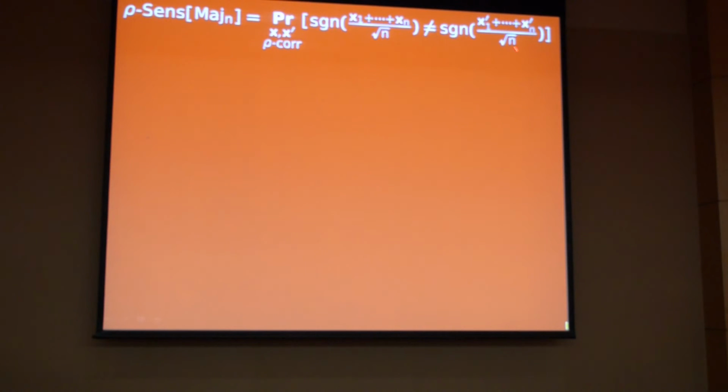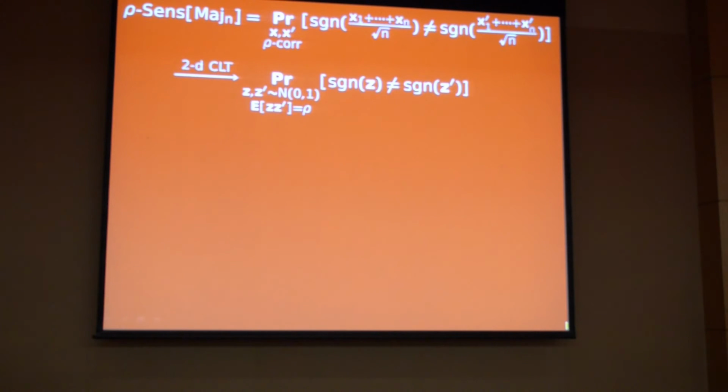And similarly, x prime is also a uniformly random plus or minus 1 vector, so this will also be like a Gaussian random variable. But they won't be independent Gaussians because x and x prime are correlated. In fact, if you use some two-dimensional central limit theorem, you'll get that this probability converges to the probability that the sign of z differs from the sign of z prime, where z and z prime are standard Gaussians which are themselves rho-correlated, which just means they're jointly normal, standard normals with covariance equal to rho.